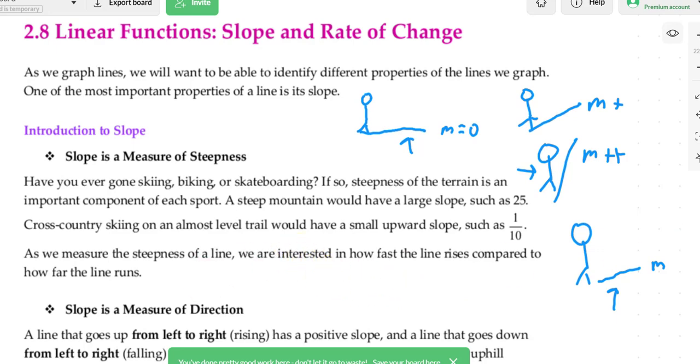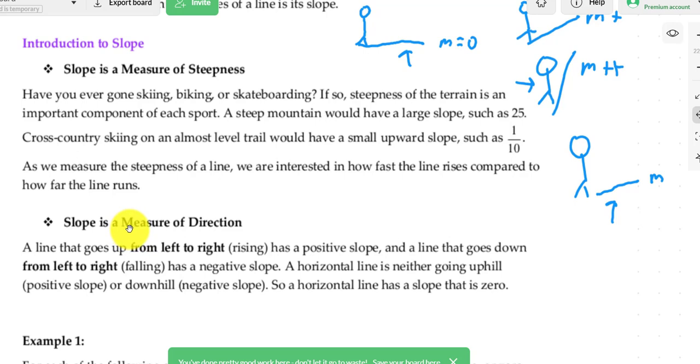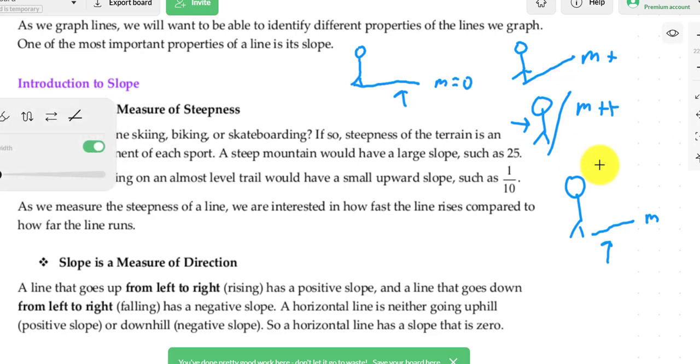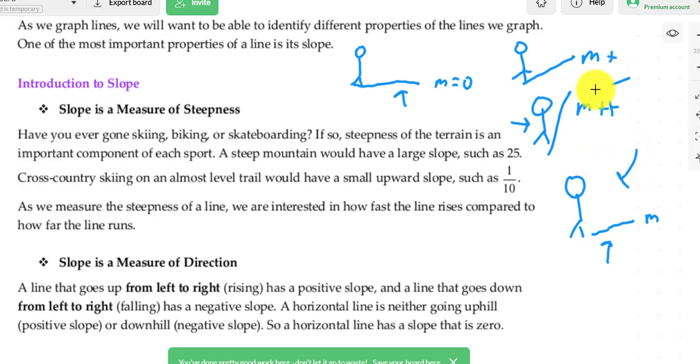And then if you keep looking, I see something that says slope is also a measure of direction. So all of the slopes that I drew above, here and here, these are all positive. But if I were to walk down a hill, well, now my slope would be negative. So negative slopes go downhill, positive slopes are uphill.